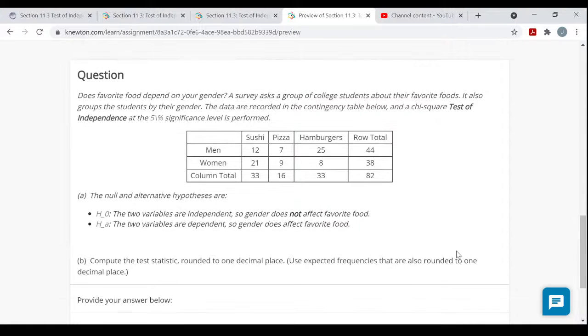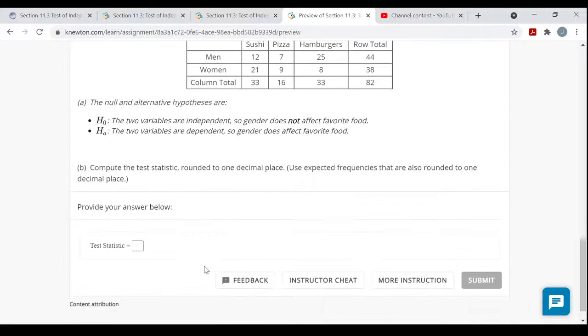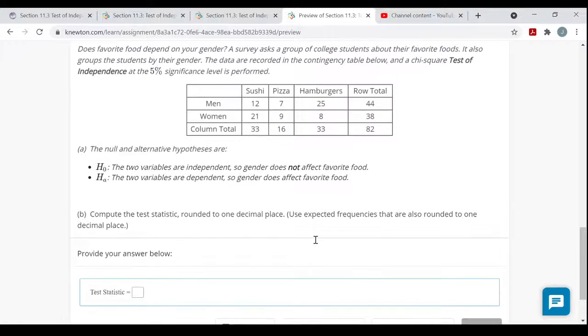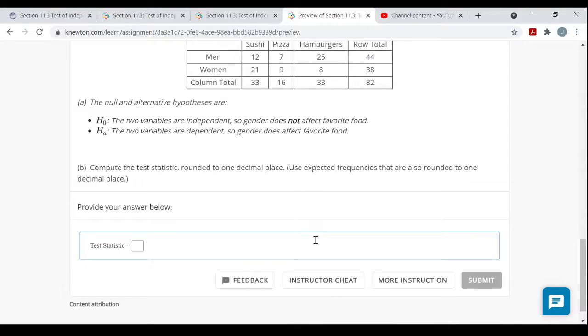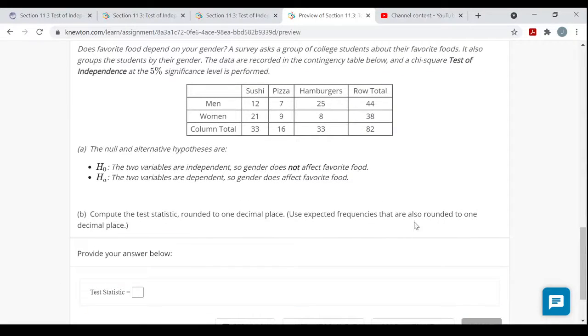All right, next we're asked to compute the test statistic and round to 1 decimal place. Now they ask us to also use expected frequencies that are also rounded to 1 decimal place. So this is where things can get a bit hairy. Let me show you, because if you round all these values to 1 decimal place and then round the final answer to 1 decimal place, you're doing a lot of rounding. So your final answer is not going to be exactly what a calculator would give you. And I'll show you the difference.